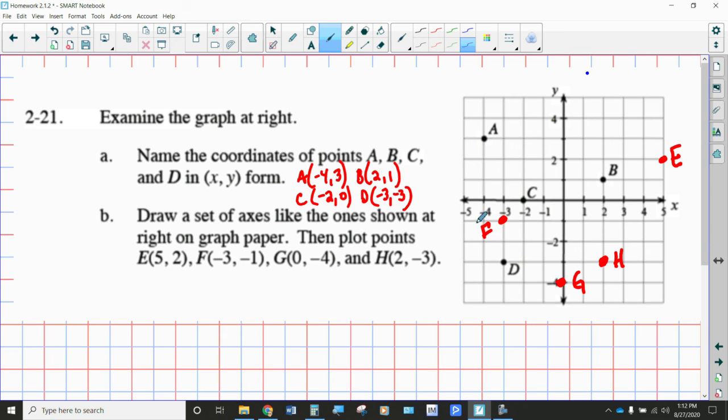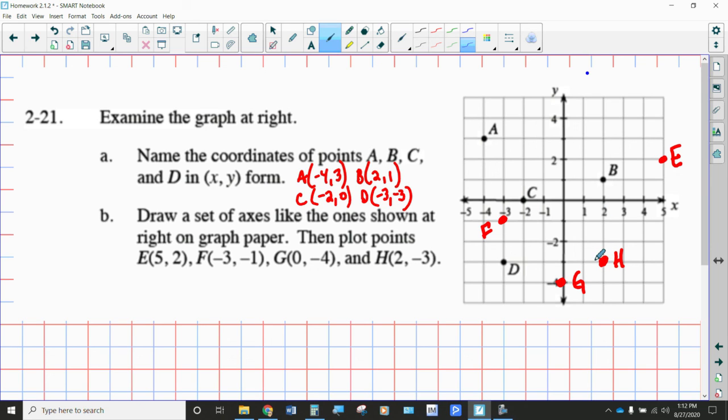Now draw a set of axes like this one and plot these points. So E goes at 5 on the x-line, 2 on the y-line. F goes at -3 on the x-line, -1 on the y-line. G is at 0 on the x-line, -4 on the y-line. And H is at 2 on the x-line and -3 on the y-line.